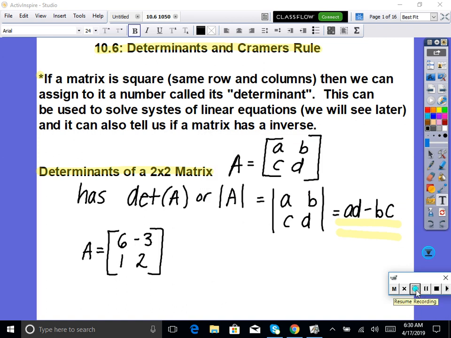Okay, so we know that a square matrix means that we have a matrix with the same number of rows as columns. So if we do have a square matrix, we can find the inverse, which is what we did yesterday. And then today we're going to be finding what's called its determinant. It says if a matrix is square, then we can assign to it a number called its determinant. So each square matrix has a determinant, just one number that can be assigned to it. And then this can be used to solve systems of linear equations, and we'll see that later.